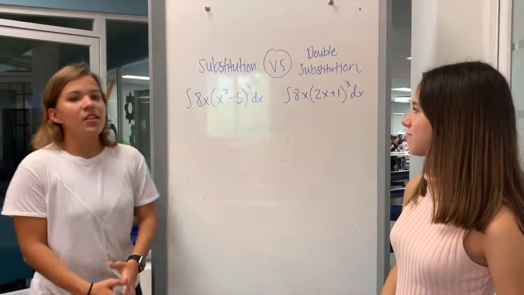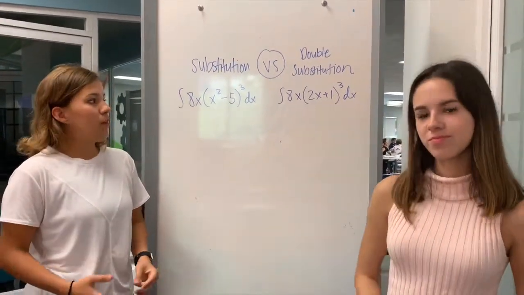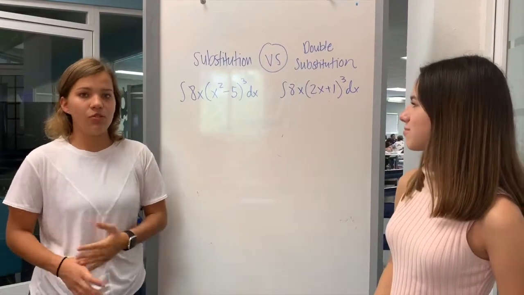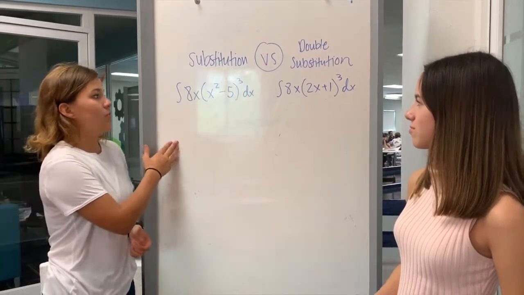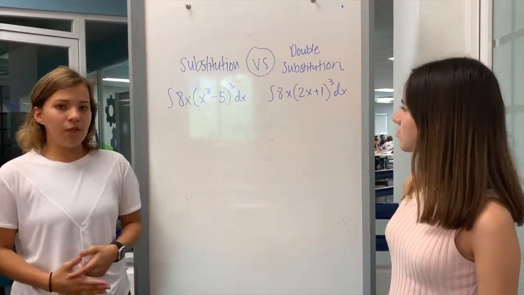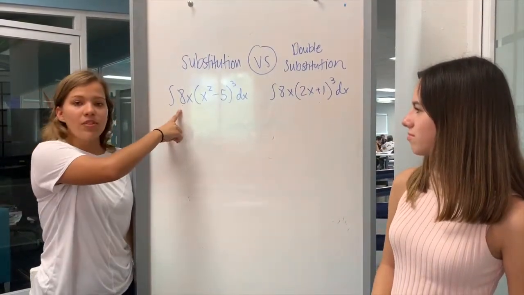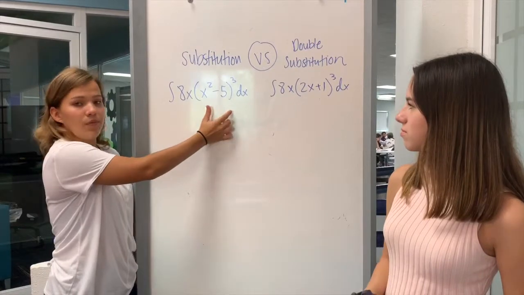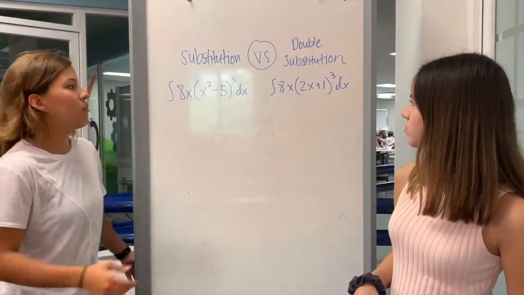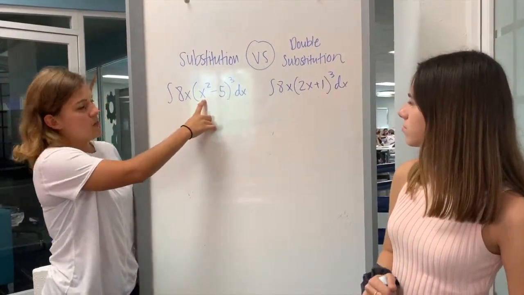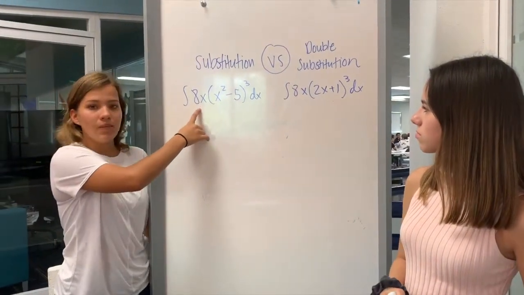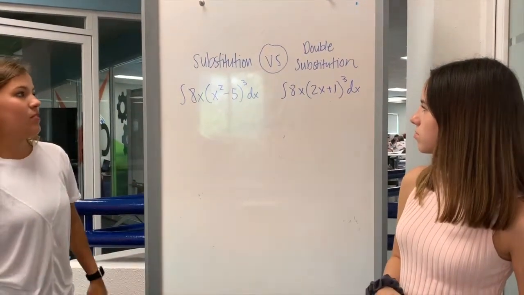And lastly, we're going to give you tips about when you can identify if your problem is substitution or double substitution. First of all, a normal substitution, as said before in the example, you have to check if the number outside is a derivative of your u. This one is just like the example we did. This is x squared, so its derivative would be just a simple x. So this is why it's normal substitution.